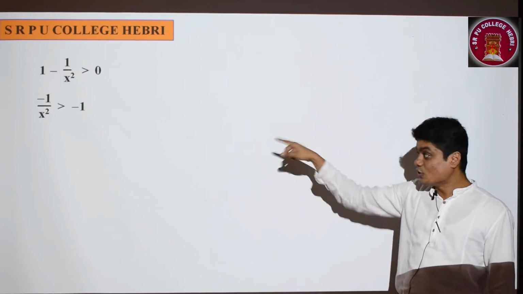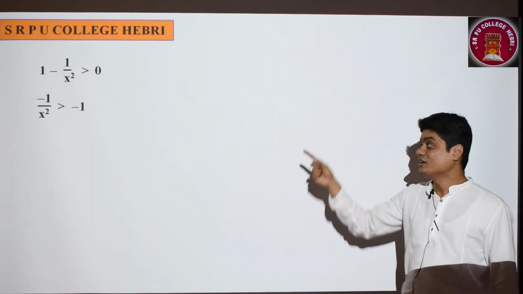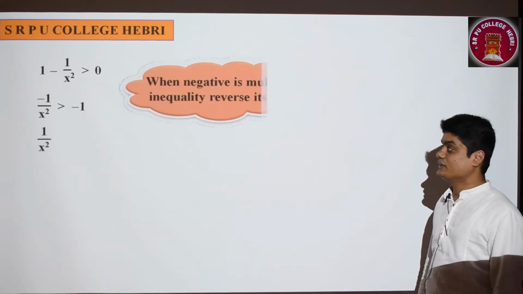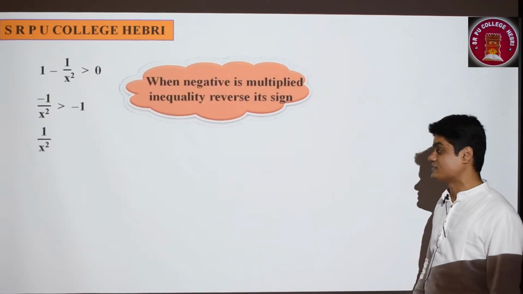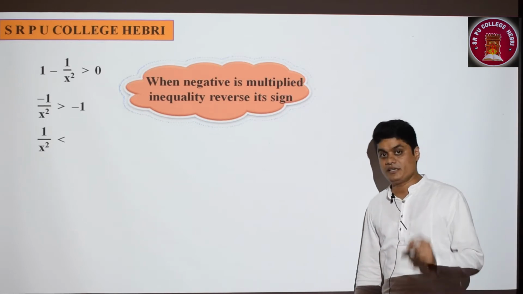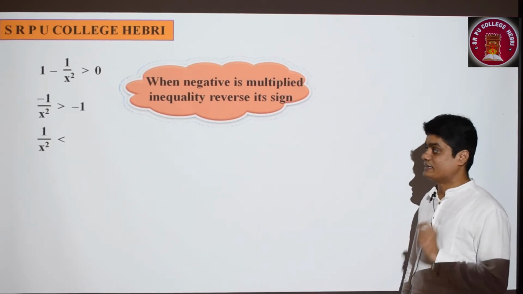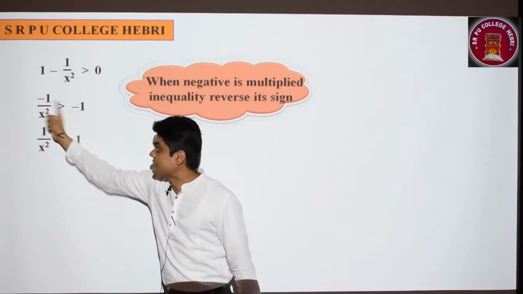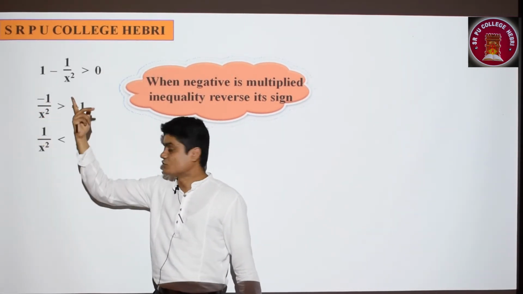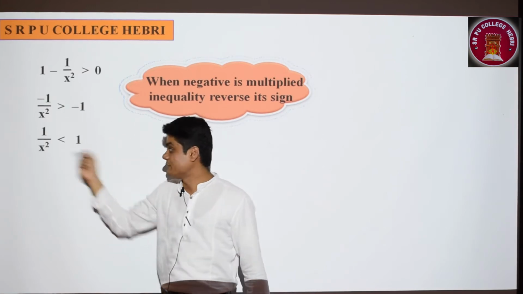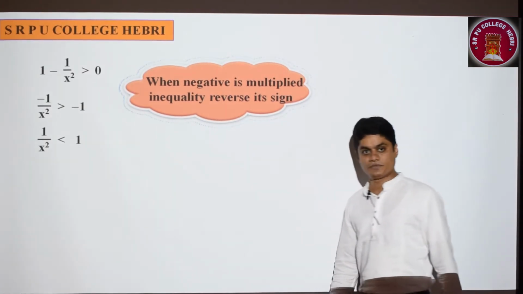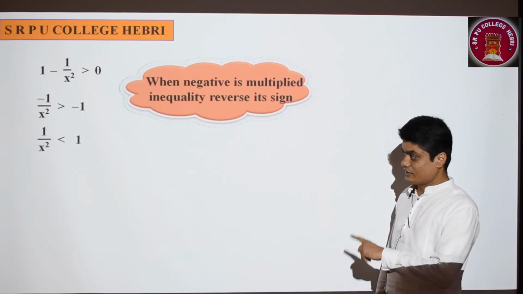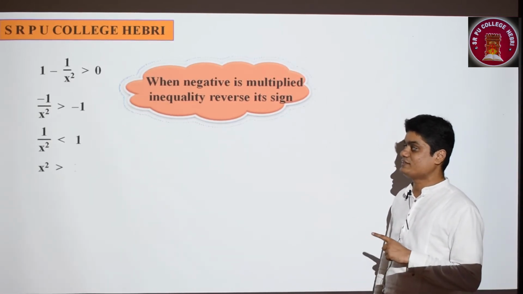But now you are going to multiply by minus 1. As we saw in the last problem, when you multiply by minus 1, the inequality will reverse its sign. Observe carefully, we are multiplying by minus, so the inequality will reverse. So 1 by x square is less than 1. Understood? Now 1 by x square is less than 1, which implies x square is greater than 1.